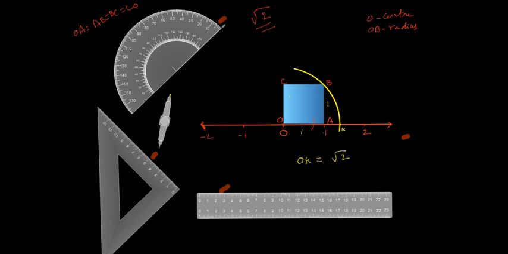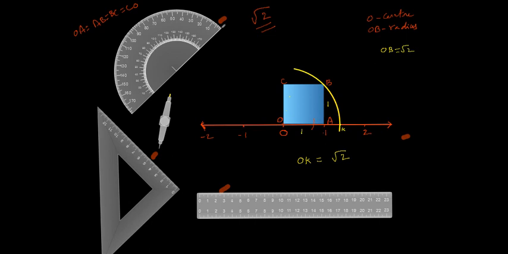Collect the information from the previous slide. OB is equal to root 2. The radius OB is equal to root 2. As per Pythagoras, in a right angle triangle, the square of the hypotenuse is equal to the sum of the squares of the remaining two sides. What we have discussed in the previous slide.